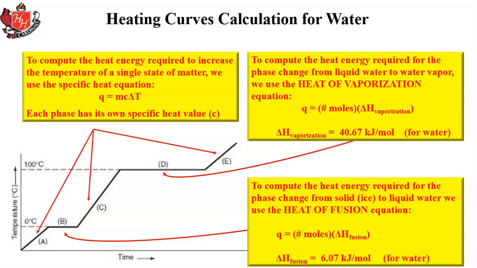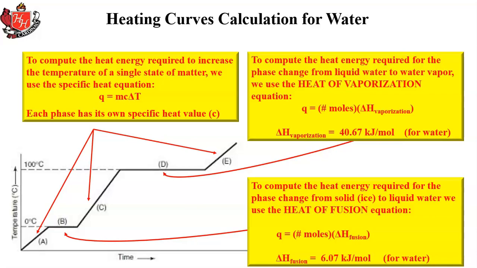Now, for the heat of fusion, that's the heat required to melt ice, or the heat that has to come out if you want to freeze water into ice. To compute the heat energy required for the phase change from solid ice to liquid water, we use the heat of fusion equation, which is Q, heat, equals number of moles times heat of fusion. The heat of fusion for water is 6.07 kilojoules per mole. You have to be careful when you do these problems, because you'll notice that the specific heat equation, the one over on the left, Q equals mc delta T, requires that you use mass.